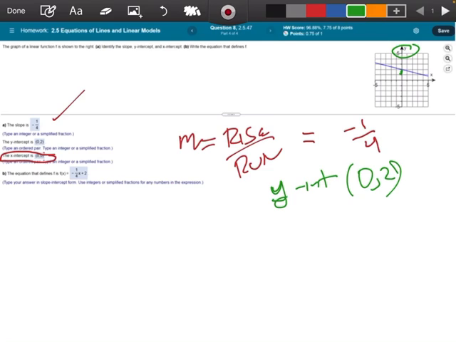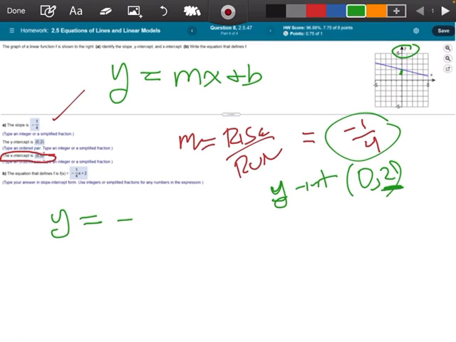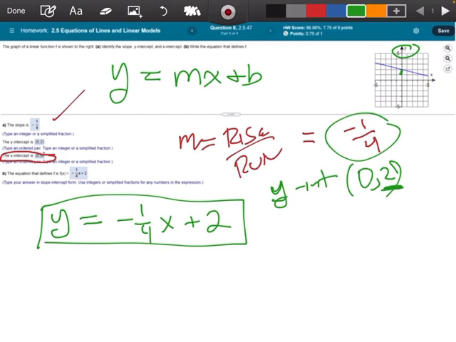But one of the things we've been talking about so far here in chapter 2 is this form, y equals mx plus b. And so right now we already know the m and we already know the b. So this is what I'm going to do. I'm going to write it like this: y equals -1/4x plus 2. Okay, so I know I'm kind of getting a little bit ahead of myself, but I want to do this so that I can answer the question about the x-intercept.